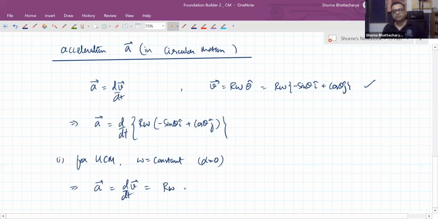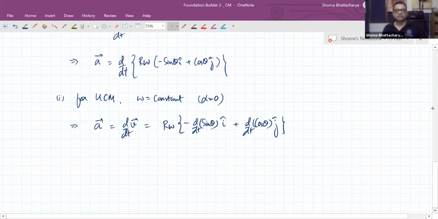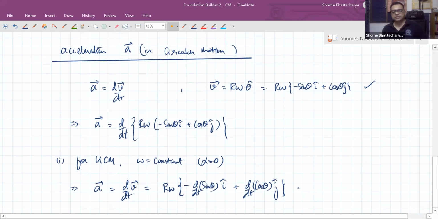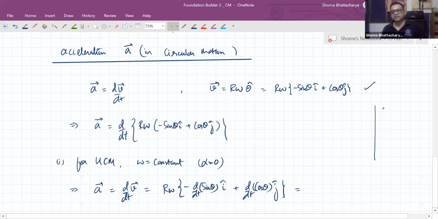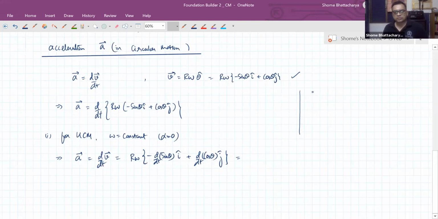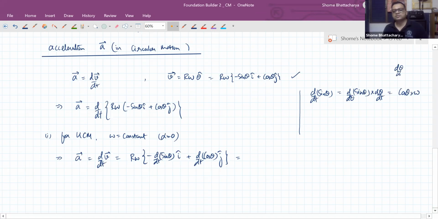The acceleration will be the differentiation of this term. We can take r omega, the whole thing constant, and take the differentiation inside: minus of differentiation of sine theta with respect to time i cap plus differentiation of cos theta with respect to time into j cap, just like we did for velocity when we differentiated the position vector. Differentiation of sine theta with respect to time needs the chain rule, so this is multiplied by d theta by dt. This becomes cos theta into omega, because d theta by dt was omega.